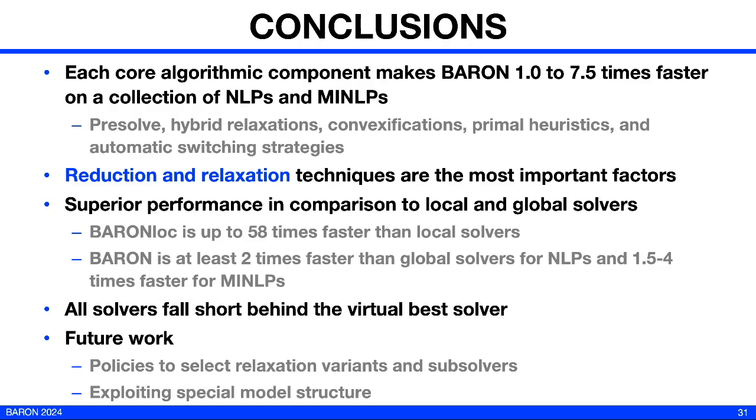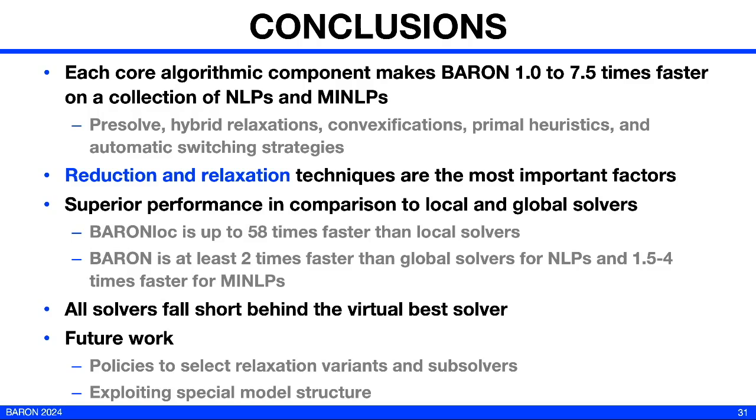And compared with all the other local and global solvers, we see that Barron lock is obviously faster than the other local solvers because we use Presolve, we use reduction. And also, compared with other global solvers, Barron is at least 2 times faster on the NLP problems and 1 to 4 times faster on the MINLP problems. But all the solvers fall short behind the virtual best solver.